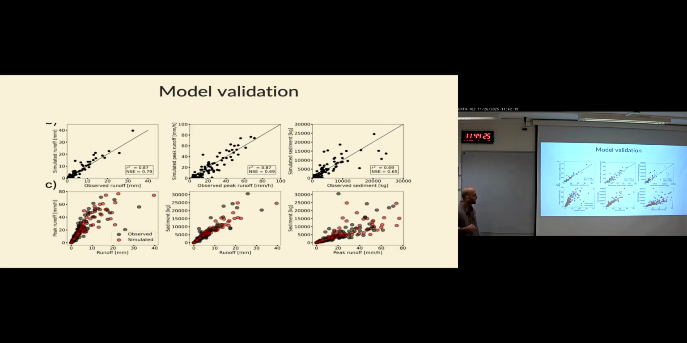And as I run the model over storm scale, I can calibrate the model on storm data. This is an example of model performance: runoff, measured and simulated. This is runoff, peak runoff, and sediment. This is commonly done in the hydrology field, but rarely done in my field.